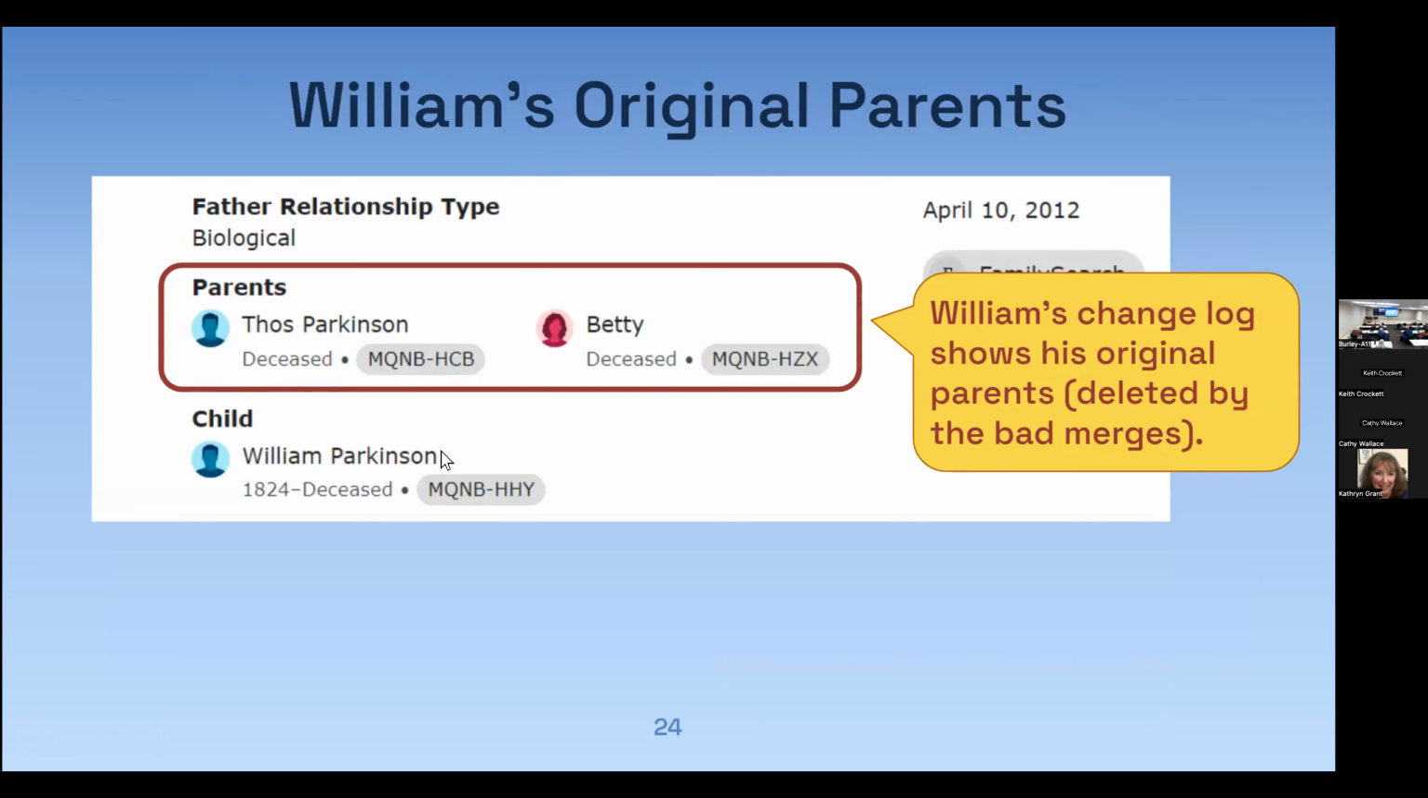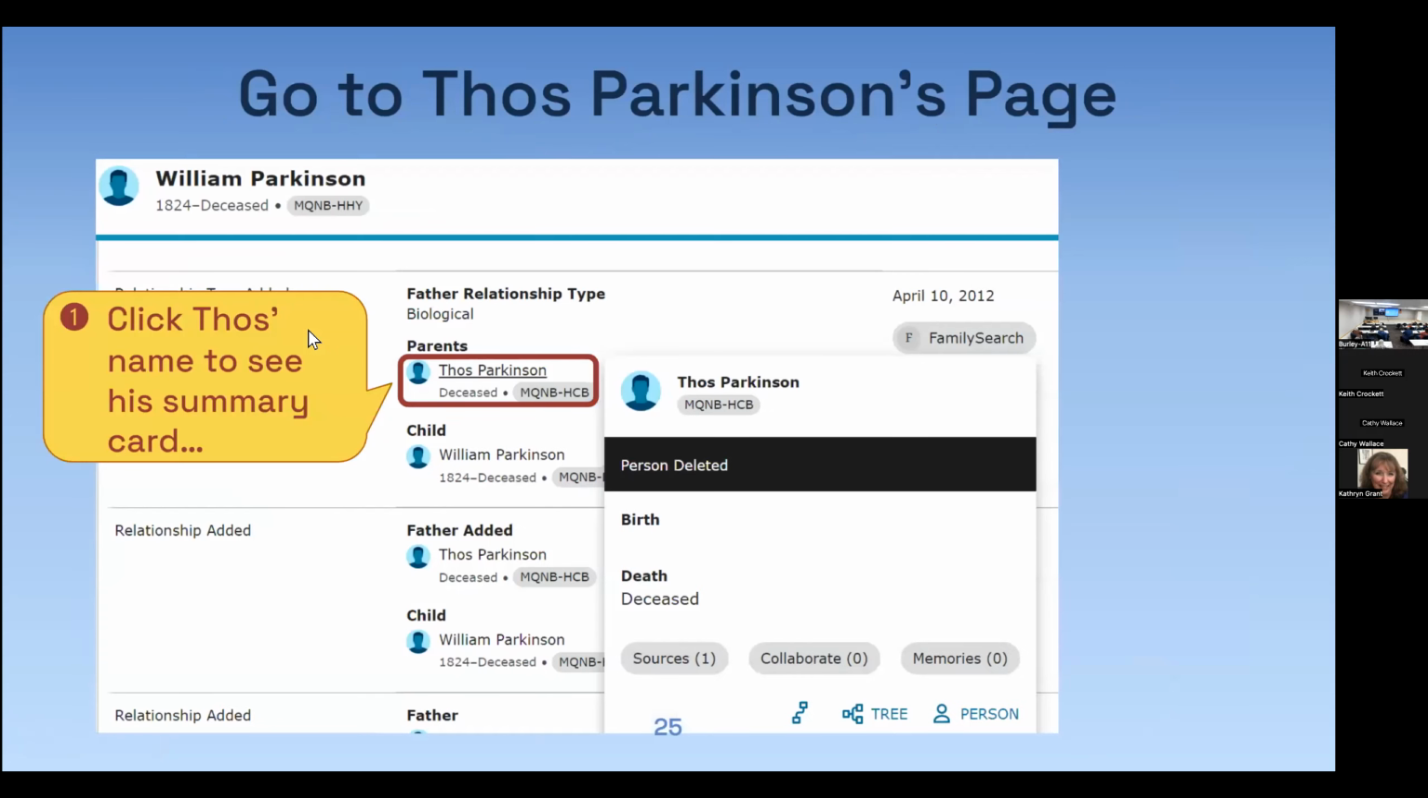So how do we do that? Well, remember at the bottom of the changelog, we saw the original parents, which are the right ones. They would be the earliest ones on his record. So we click on Thomas's name, and we're still in William's changelog, but his dad shows here. So we click on his name, and it brings up the little summary card over here.